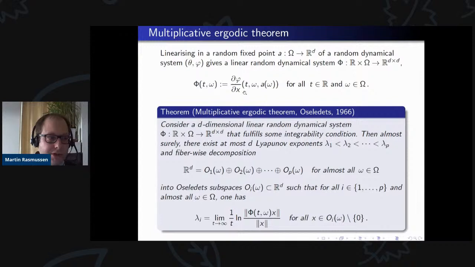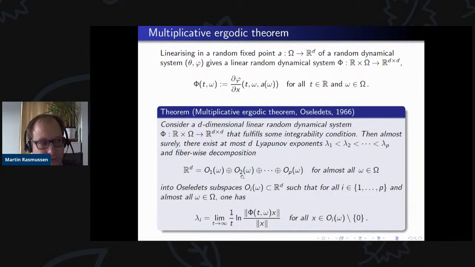And the multiplicative ergodic theorem, proved by Oseledets in the 1960s, says the following. If our linear random dynamical system, which we get from linearizing around this random fixed point, fulfills certain integrability conditions, then there exist d Lyapunov exponents, where the number of Lyapunov exponents is bounded by the dimension of the system. And to each Lyapunov exponent there exists an Oseledets space, O_i, and fiber-wise we get a decomposition of R^d into these Oseledets spaces.